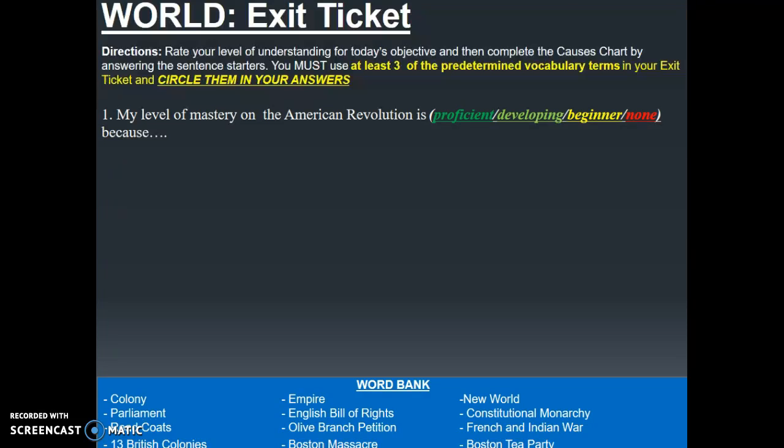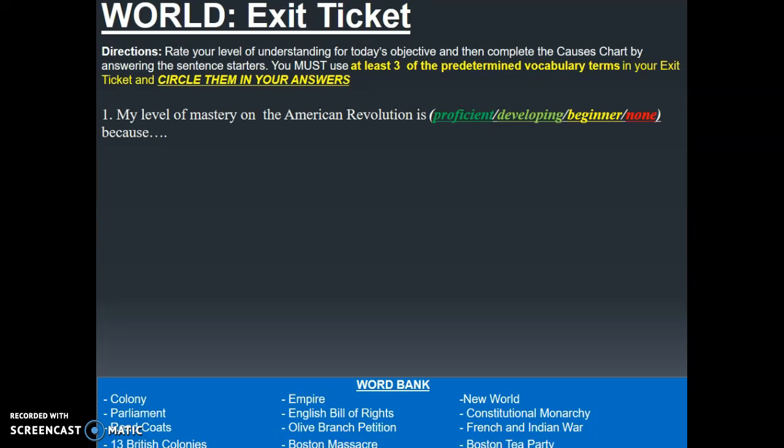For the directions, you want to rate your level of understanding for today's objective by completing the sentence starter here. A lot of you guys are not completing the sentence starter. You're either not circling your level of mastery, or you're not answering why you ranked yourself this way, or maybe you're not doing both. But please make sure you complete sentence starter 1 in order to receive full credit.